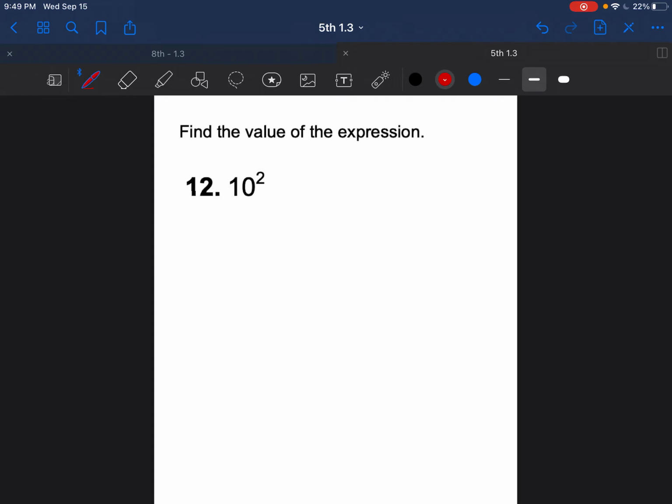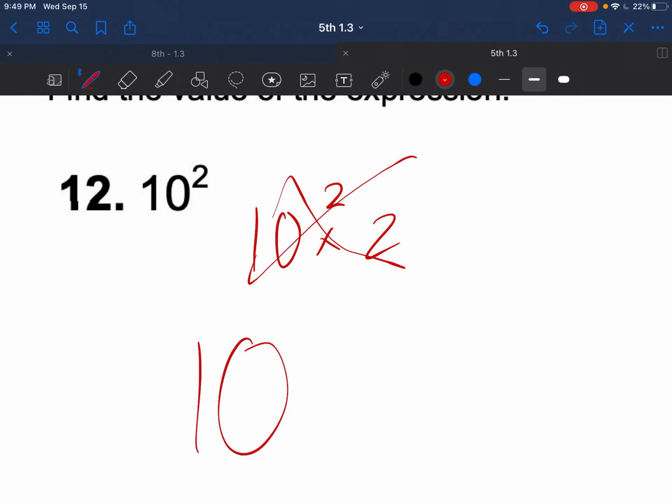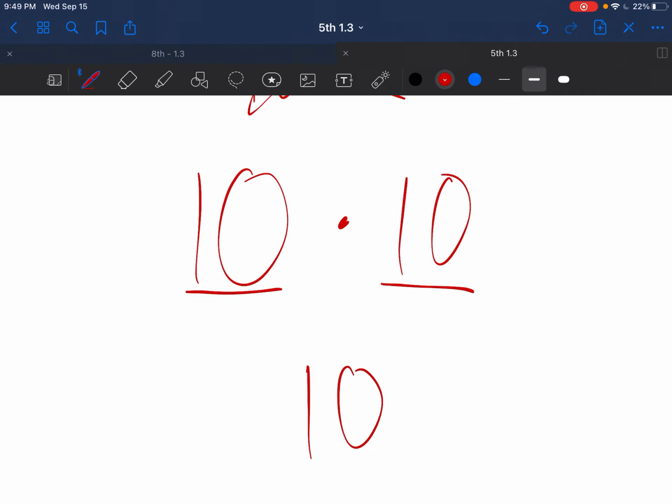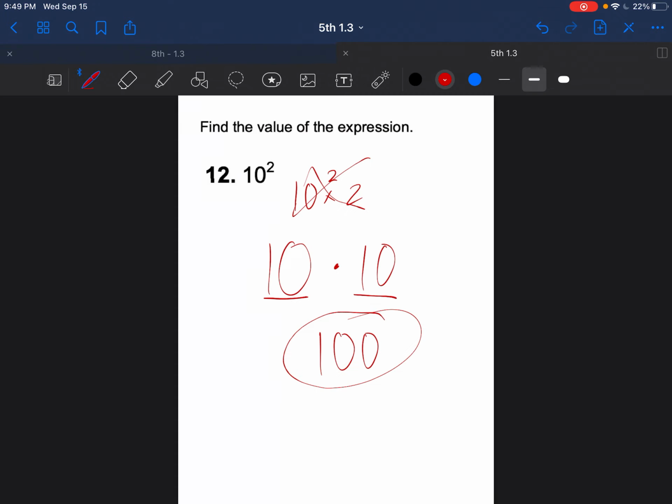Ooh, check this one out. So let's see. Again, this is not 10 times 2. That's wrong. This is actually, how many 10s do we have? We have 2 of them. Let's remind ourselves, what happens when we multiply with zeros? We add zeros. So what is 10 times 10? That's going to give you 100. Good. Let's move on to the next one.